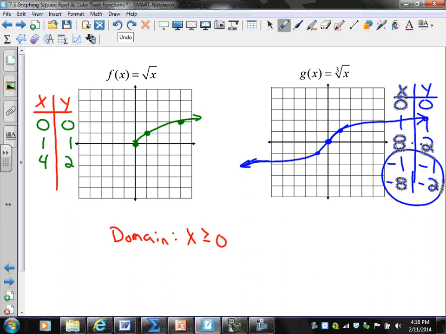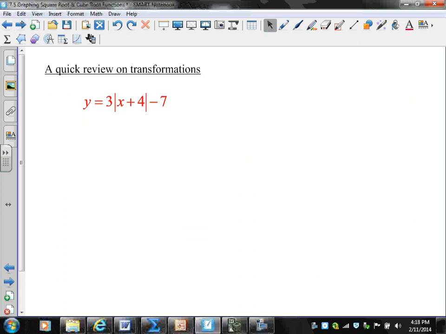And we're going to talk about our transformations in regards to these two functions here. So let's do a quick review of transformations so that we get the gist of it. We'll look at this one function here, and then we'll apply it to our other functions as well. So we have a couple things going on here. We're adding 4 inside the absolute value function, which does one thing. We're multiplying by 3 outside the parent function, and we're subtracting 7. So let's take a look at what all 3 of these things do.